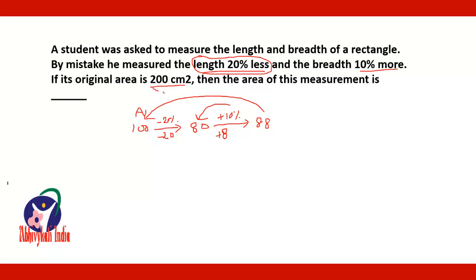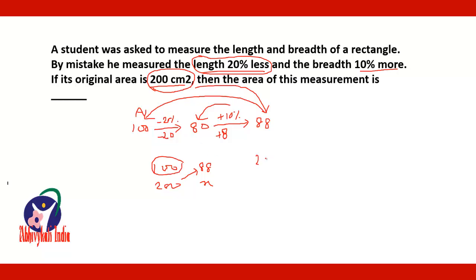Now what is the original area? Original area given is 200 square centimeter. So for 200 square centimeter, what will be the new area? So here for 100 it is 88. So for 200 it will be how much? We cross multiply these two and divide by the first one because it is a direct variation.